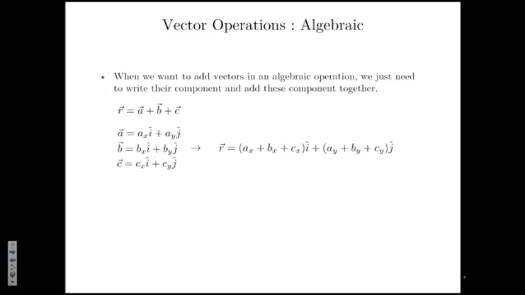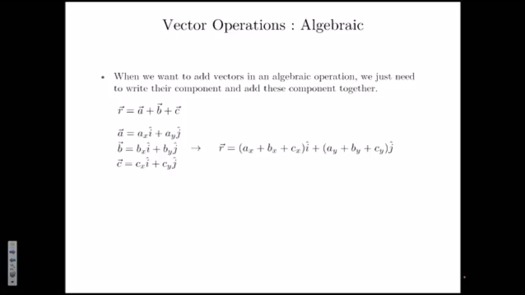Now, you can never add i hat with j hat. The reason is because i hat and j hat are independent of each other, right? So you are essentially thinking of i hat as apples and j hat as oranges. You can't add apples to oranges. You can add apples to apples. So these are all the apples over here, and these are all the oranges.